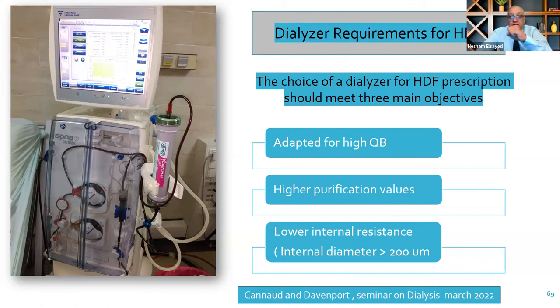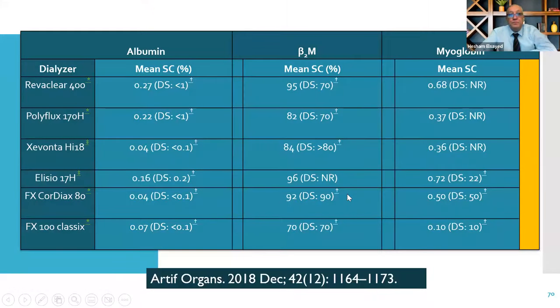For example, if you are using a dialyzer of 2.0, you can use up to 400 mL per minute blood flow rate. So it's a rough equation, but in clinical practice it is 200 mL per minute blood flow Qb for each 1 square meter of the dialyzer. The purification value is determined by the sieving. The internal resistance and the clogging are determined by the dialyzer internal filtration and internal diameter.